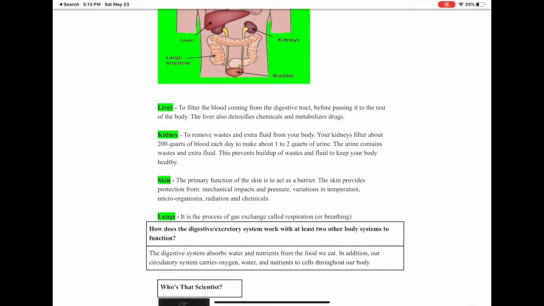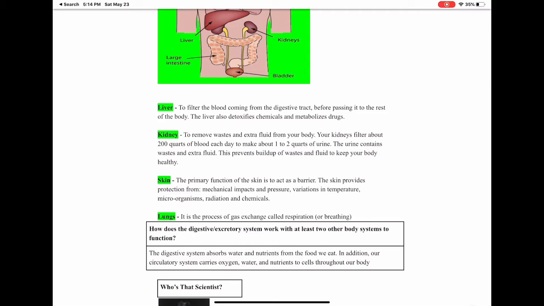And then the last part of the excretory system is the lungs, which could be considered by some as the biggest part, which is the process of gas exchange called respiration or breathing. This makes sure the lungs stay alive. Without it, you can't breathe, and you need your lungs to keep a steady breath and survive pretty much. So now I'm going to hand off to Echo for the next part.